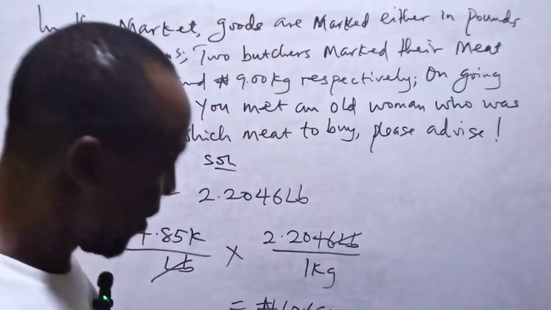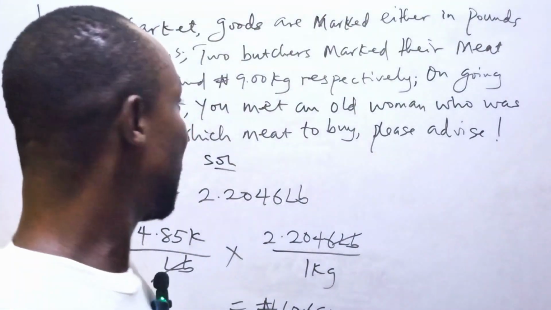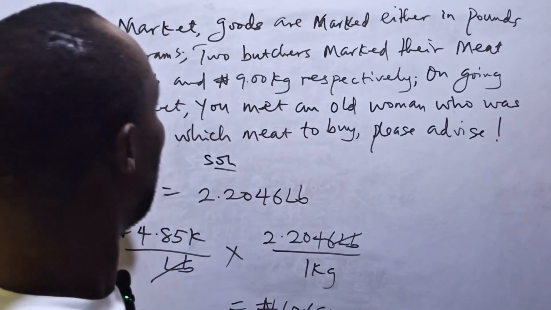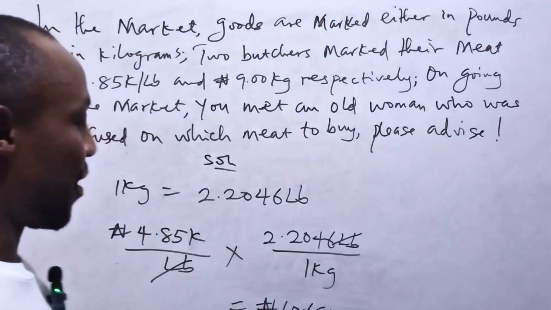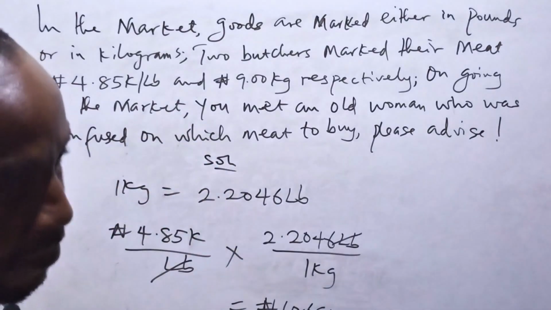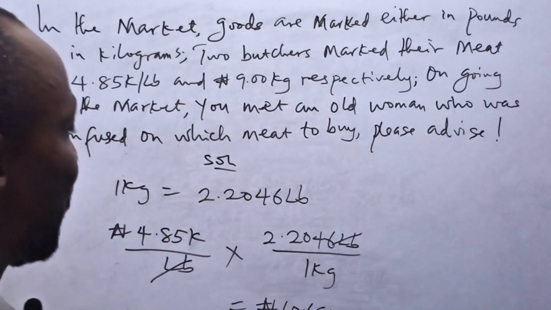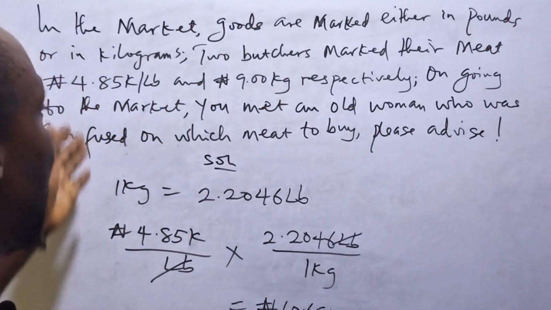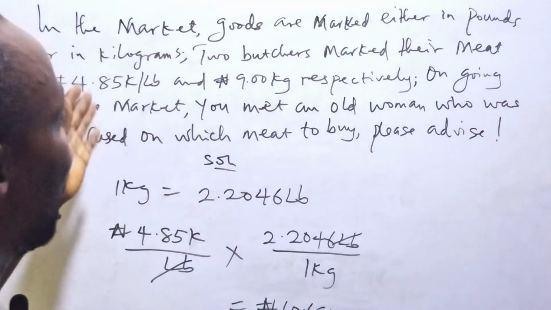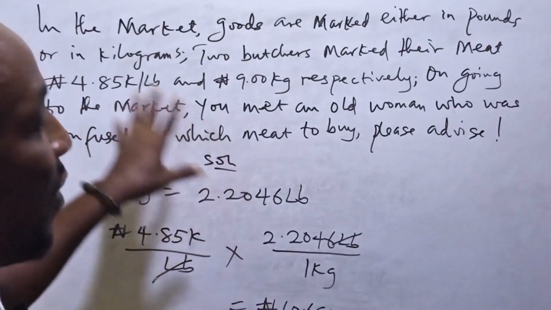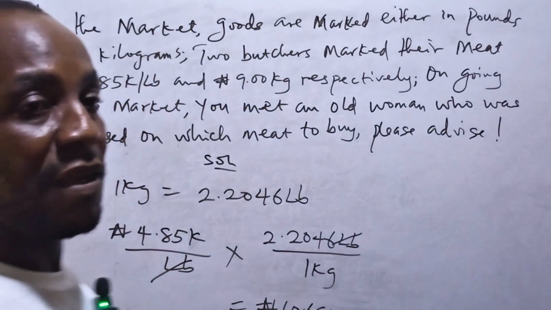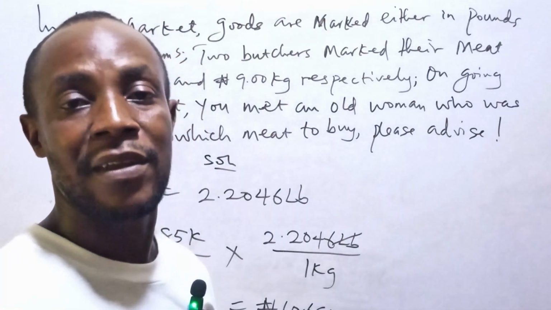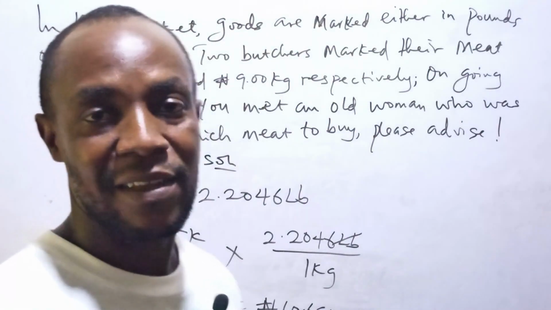So as you can see, anybody that would advise the woman to buy the one of 4.85 per pound would have advised her to buy the one of the higher price, because without being converted, it looks cheaper. But remember the values that are attached to it. It's just like you say 100 naira and $10. They are quite different things.